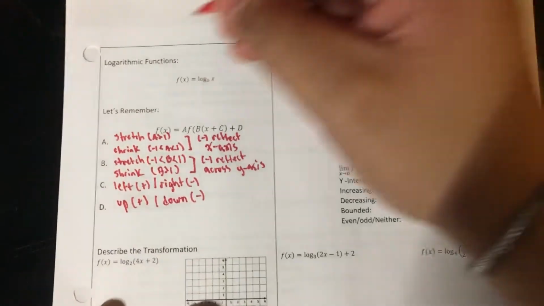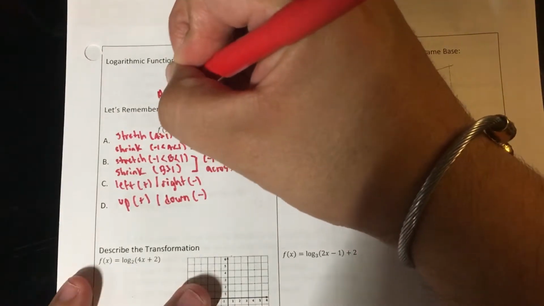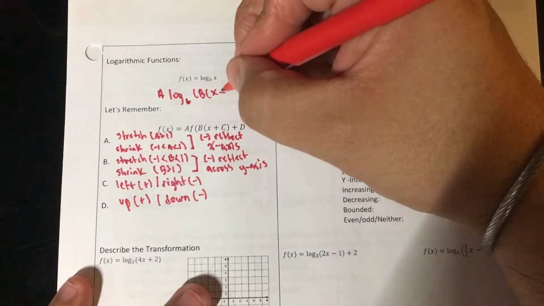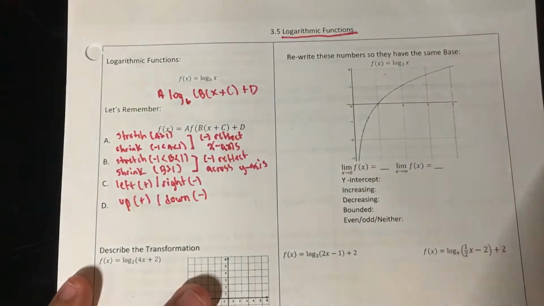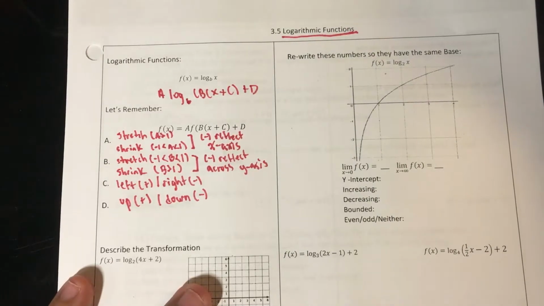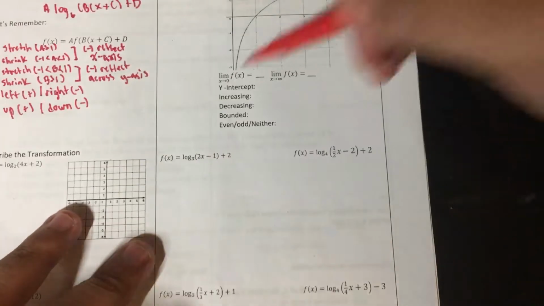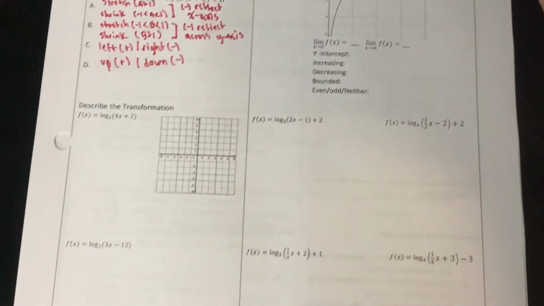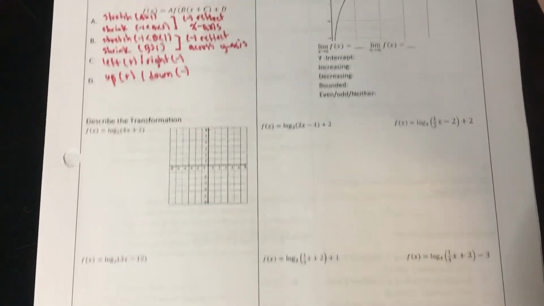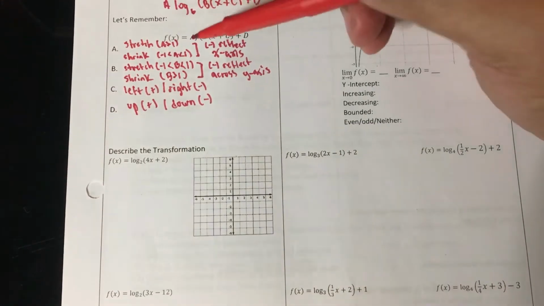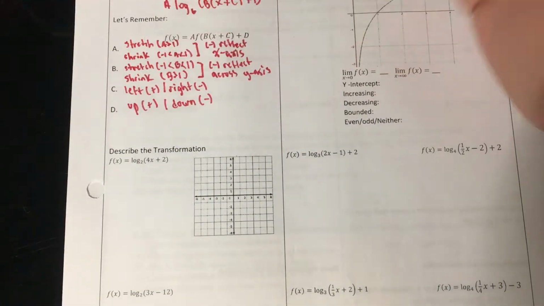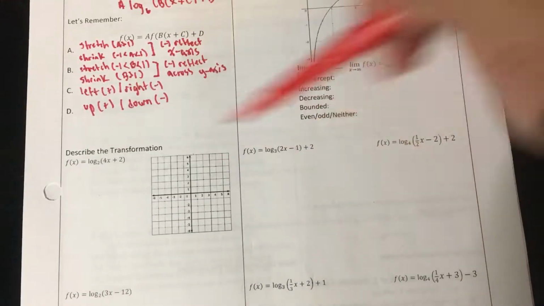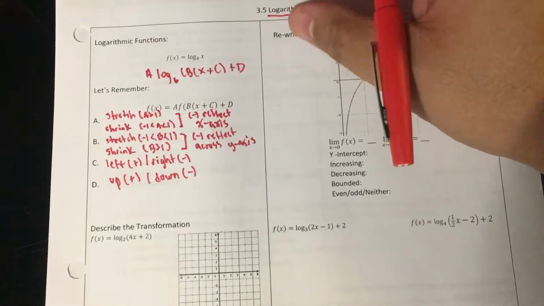Okay, and just so we get used to it, A log base B of B times X plus C plus D is the way we're looking at our equation here. This is the way my function looks, and I'm not going to go over that in this video, but if I wanted to describe the transformation, remember we do have to be a little bit picky in the way we describe our stretch and shrinks, so I'll go ahead and go through 2 of these problems with you all.